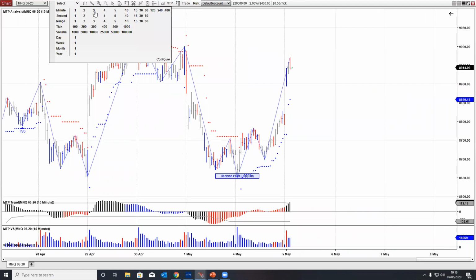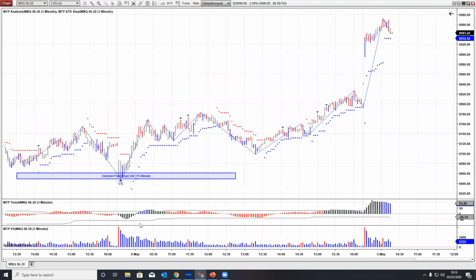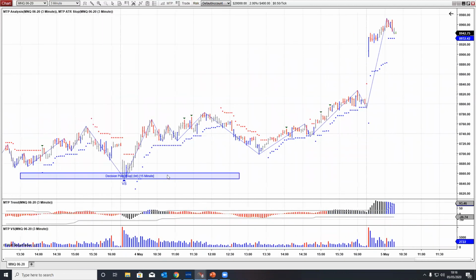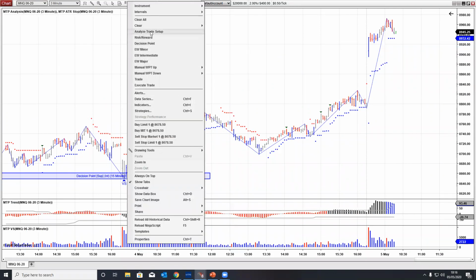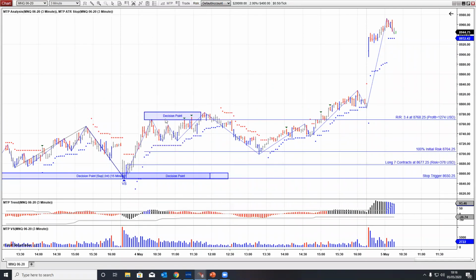So what happened on the 3-minute chart? Well, it came down and look at that. It caught the very low of the day for you there. So this VS setup was a good one to take. Just right mouse click, do analyze trade setup, into the first target there for a profit of 3.4R.